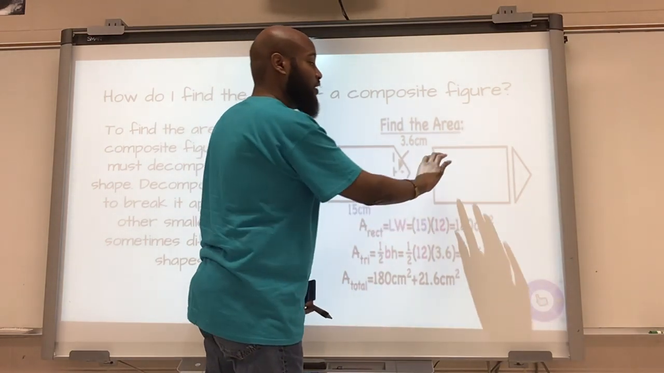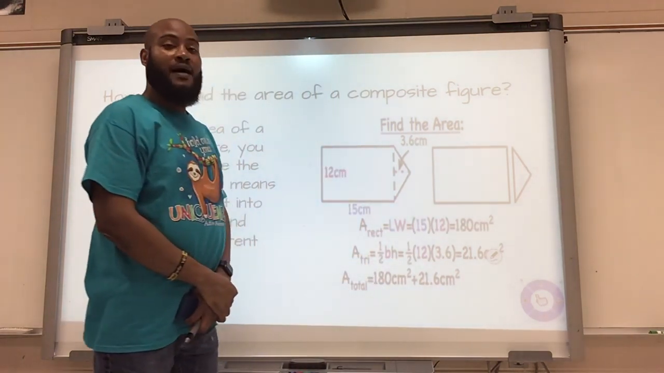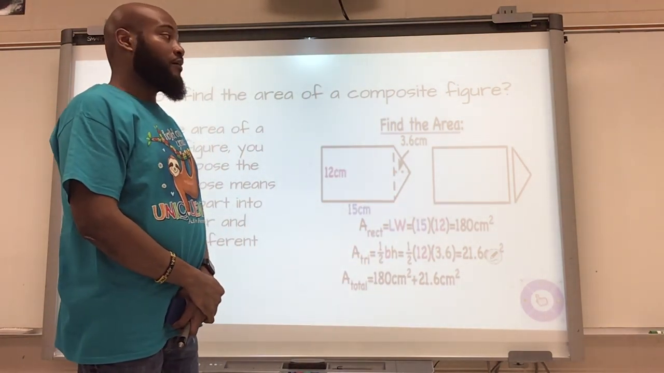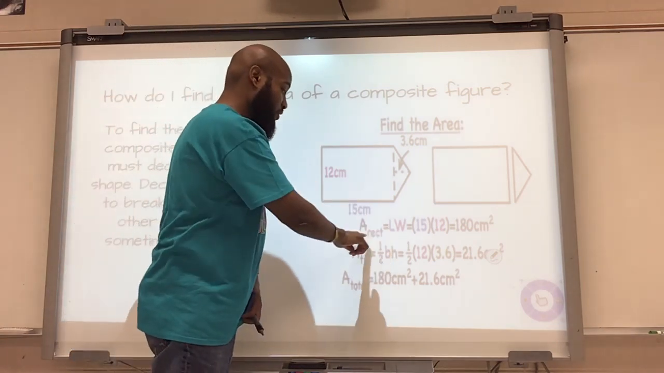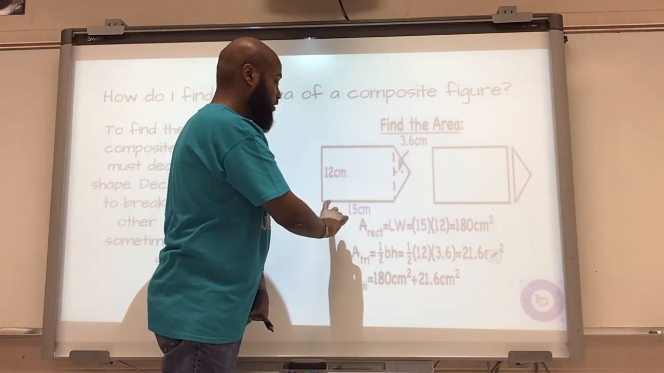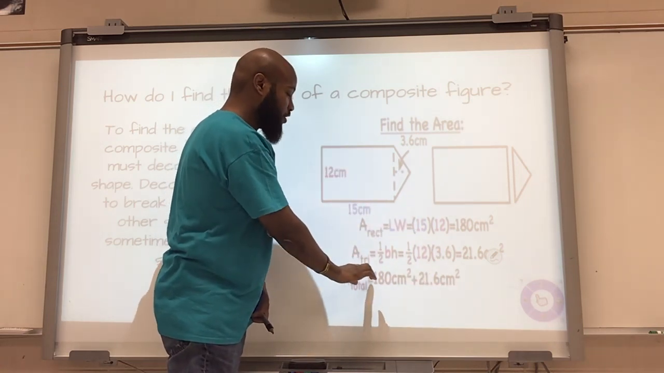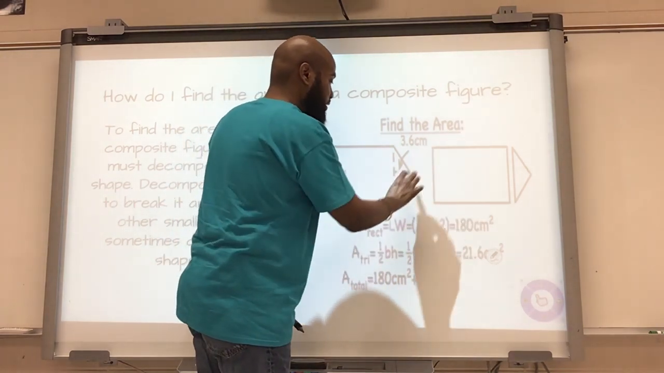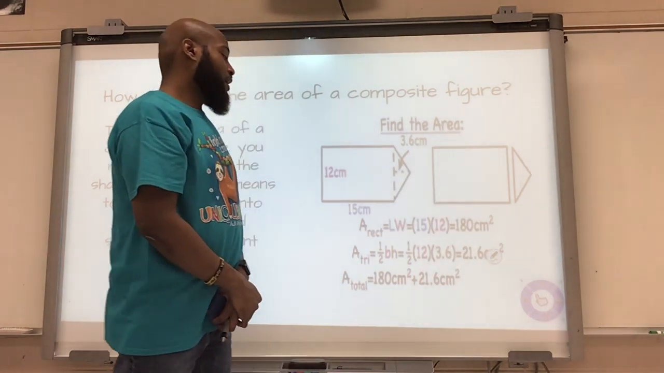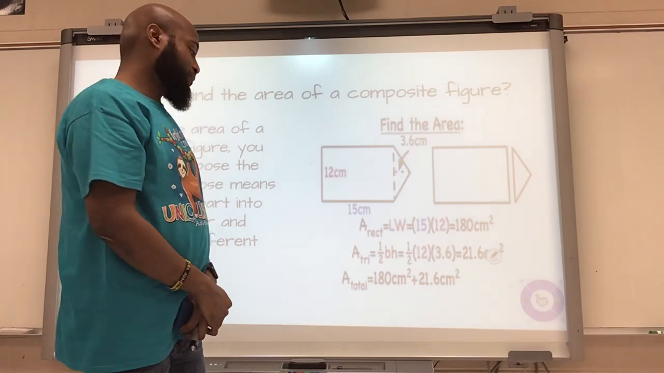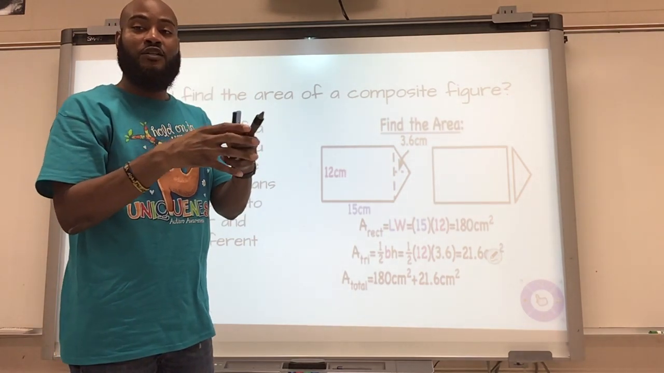You'll see that we have a rectangle and a triangle. So we will apply the area of a rectangle formula, which is length times width. Right here, area of rectangle, length times width. So 12 times 15. And the area of a triangle, the base 12 times the height, 3.6, and we will divide it by 2. But you're not finished. You have to add them together to get the total area.